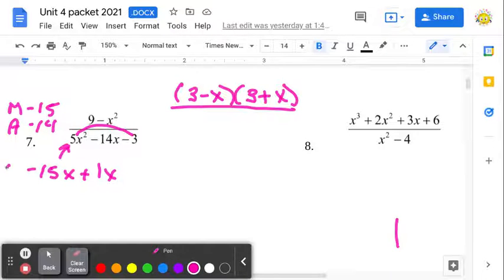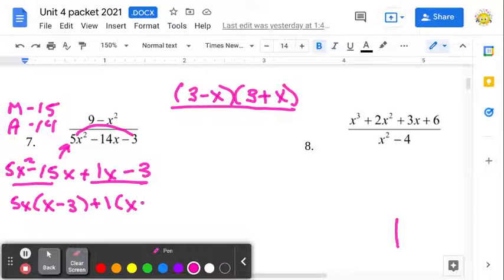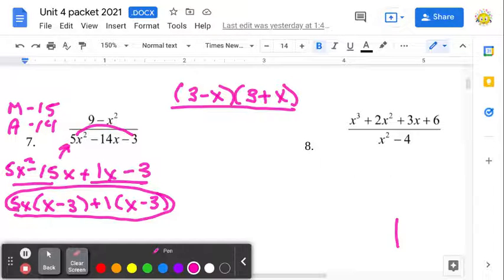And now I'm going to bring down, if I can fit it, my first term and my last term. Group it. So I have 5x and then x minus 3 in the first group. And I'm just going to bring out a 1 for the GCF. And I have x minus 3. So this thing right here, I'm going to move up to the denominator.